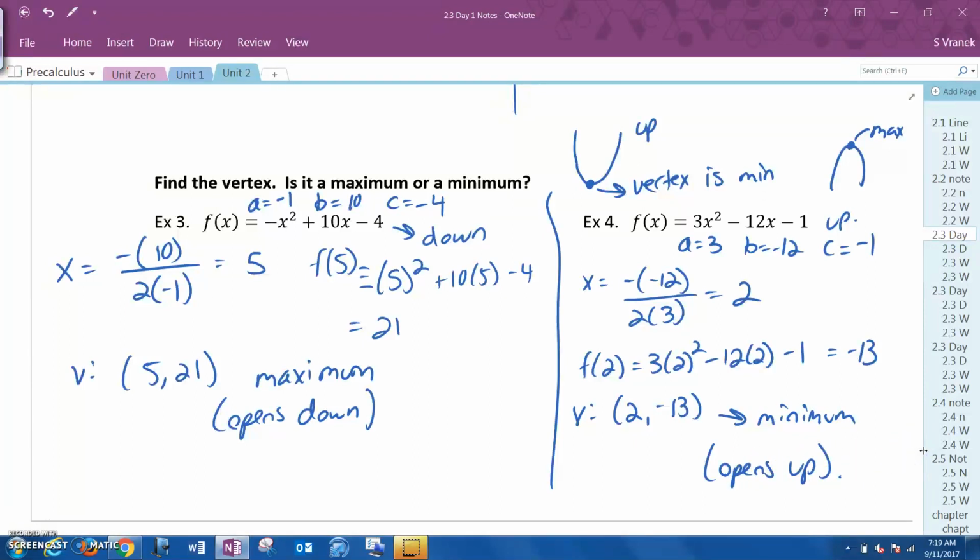Okay, so that's putting everything we've learned together: what a quadratic looks like, the vertex, and the fact that the vertex is either a max or a min. Okay, and I believe, well, I shouldn't say this because it might change every year, but for 2017, this is what your quiz will be covering, just these first 3 lessons.